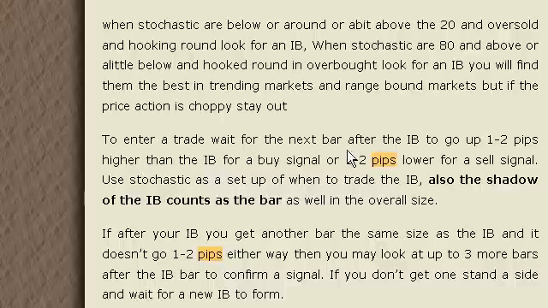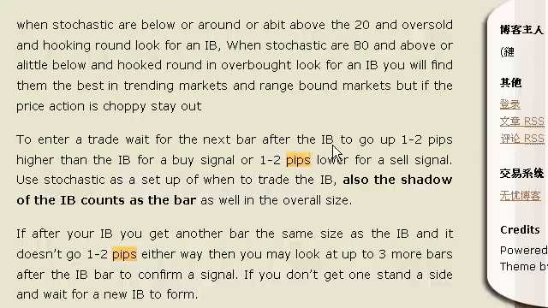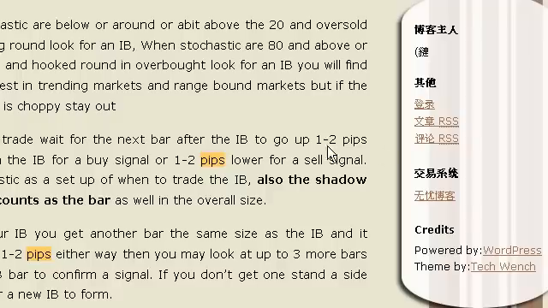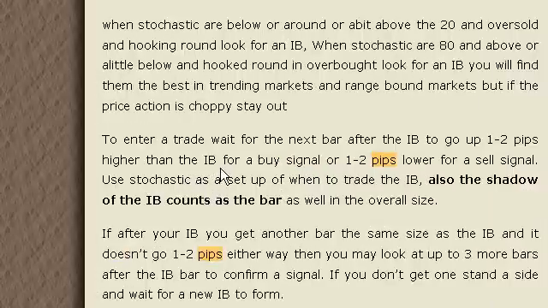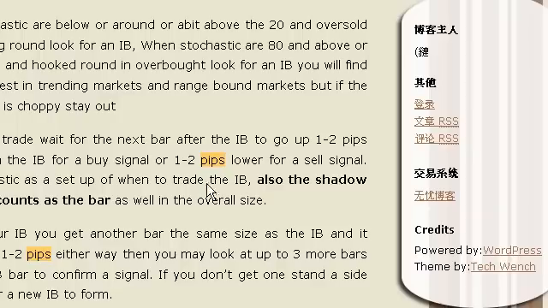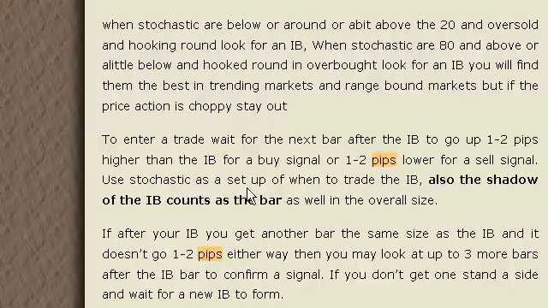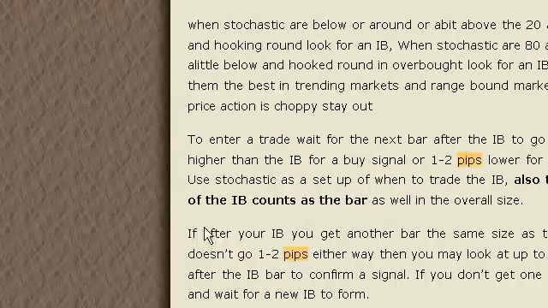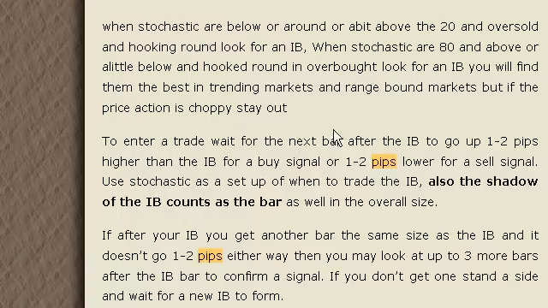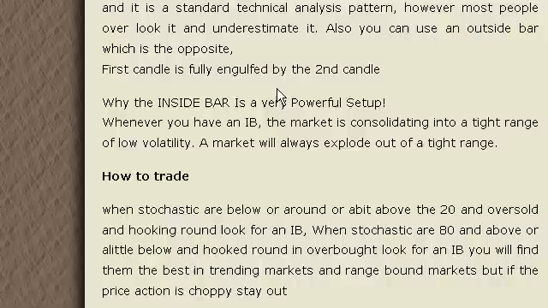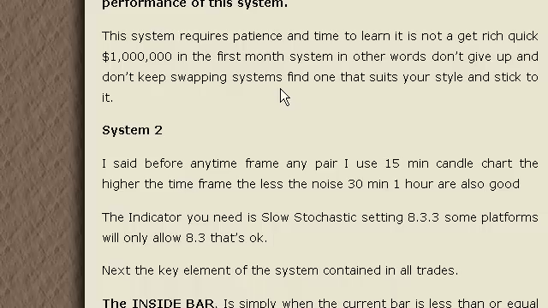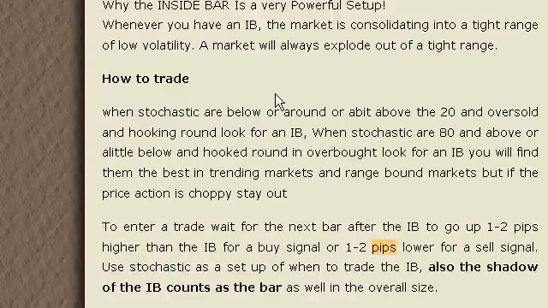So to enter a trade, wait for the next bar after the inside bar to go up by 1 to 2 pips higher than the inside bar for a buy signal, or 1 to 2 pips lower for the sell signal. Use the stochastics as a setup of when to trade the inside bar. Okay, so also the shadow of the inside bar counts as the bar. Okay, so I mean this is quite a good strategy. I really like this. It seems to be quite profitable. So there we go.